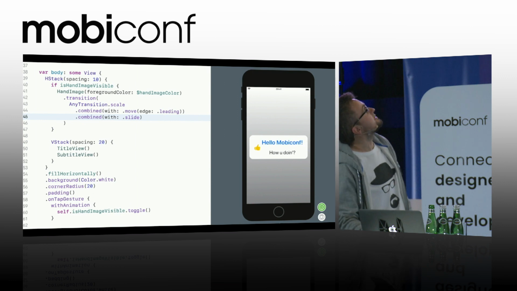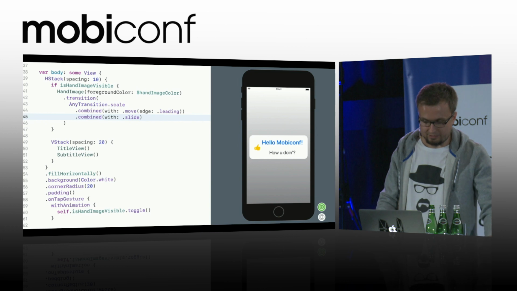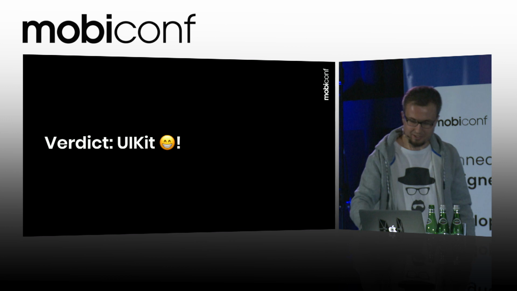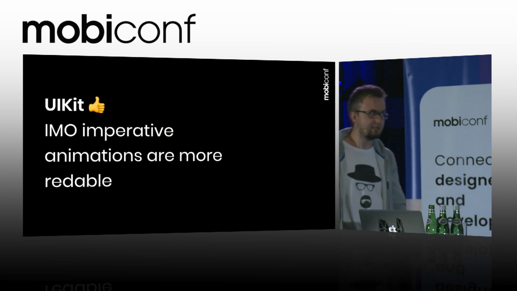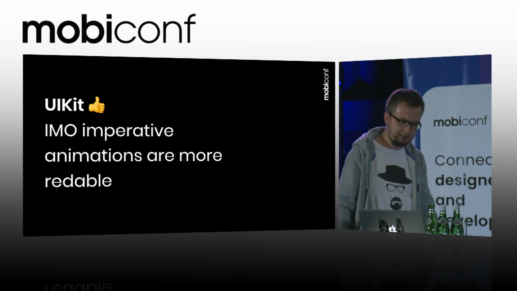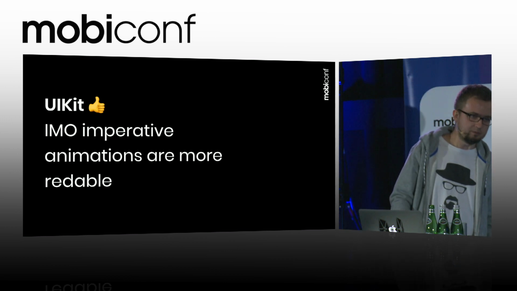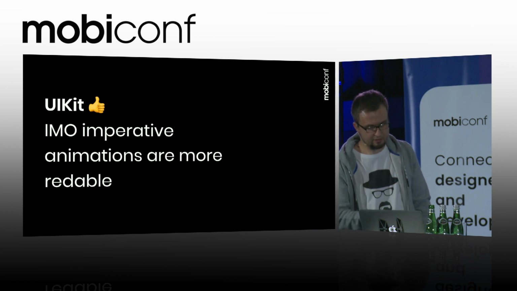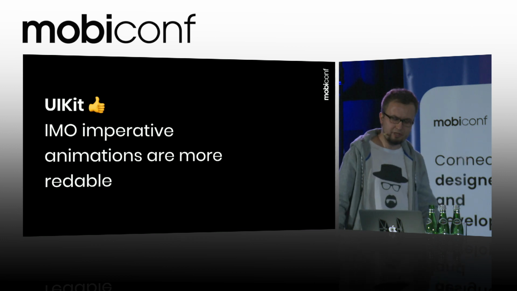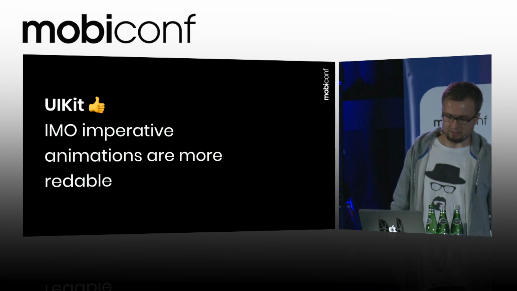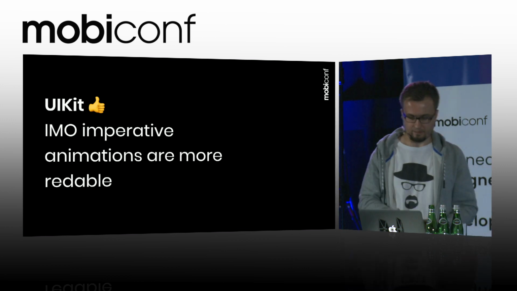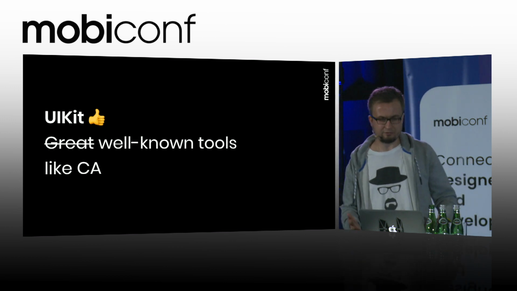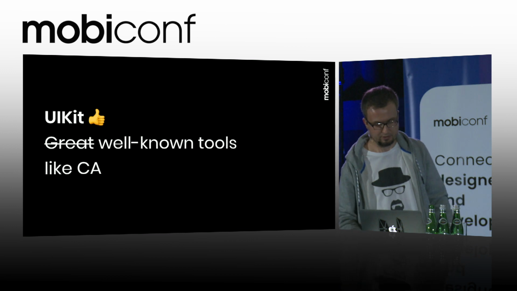So those are basic animations in SwiftUI. And in this round, I think that UIKit wins. Why? Because in my opinion, imperative animations are more readable. It reads better when you have behaviors line by line saying what should happen and why it should happen. And in SwiftUI, I have a feeling that everything is floating around, seemingly not connected to each other. Also in UIKit, we had some great tools that we've been using for years, like Core Animation, for example, and its APIs.